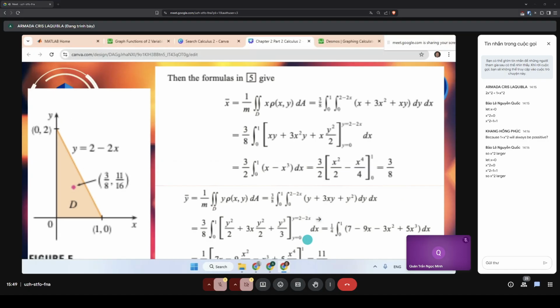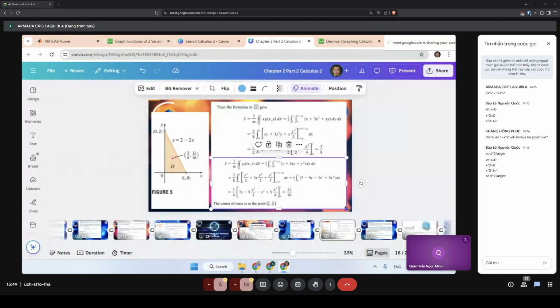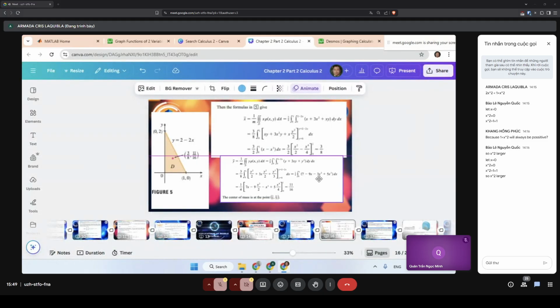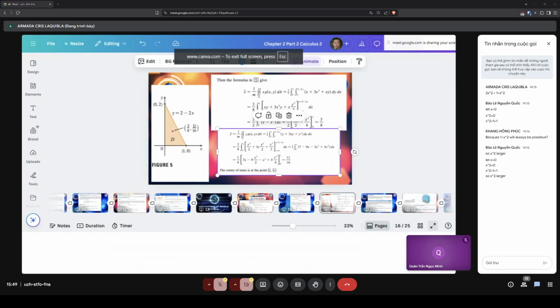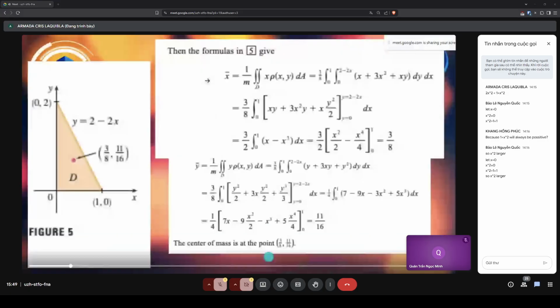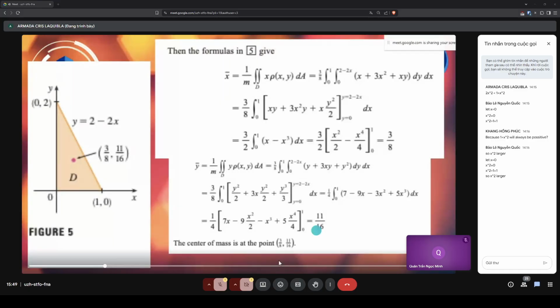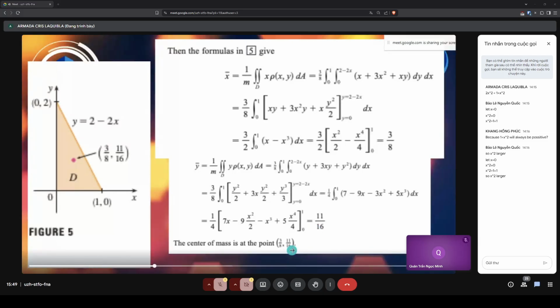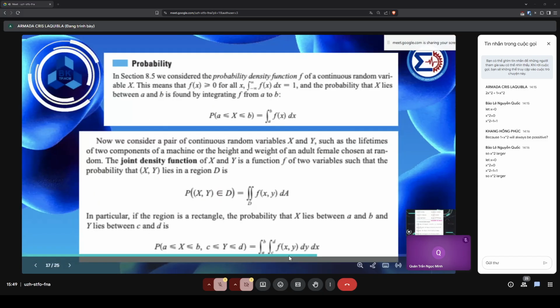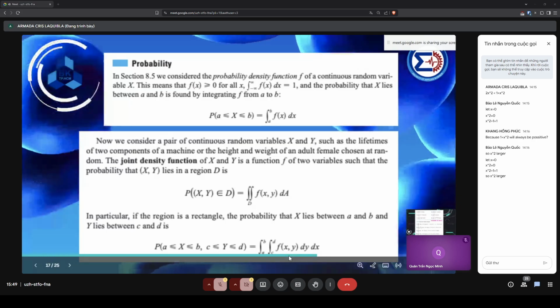And the center of mass, by the way, it's there in the lower part. You can see it. I'll just make this lower. And the center of mass is the point x bar, comma, y bar. So we have here 3 over 8, comma, 11 over 6. And this is your center of mass. And the next topic is about this.